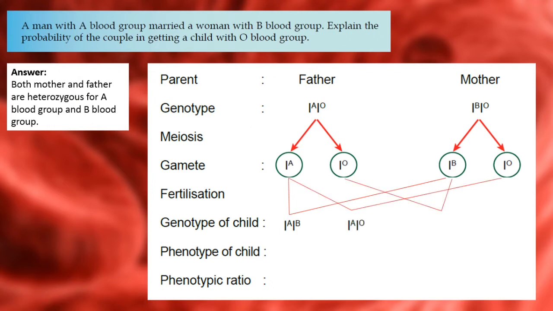So this is the probability. The phenotypes are AB, A, B and O. The phenotypic ratio is 1:1:1:1. So the percentage of getting blood group O for this couple is 25%, 1 out of 4, 1/4. 25% of their children will have blood group O.